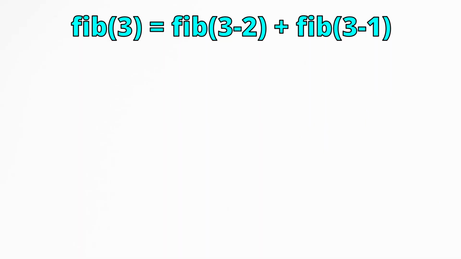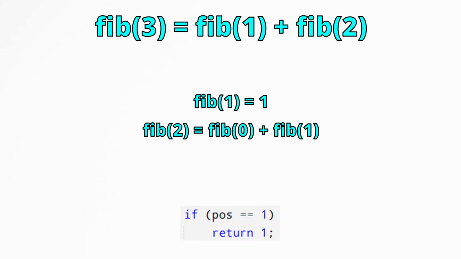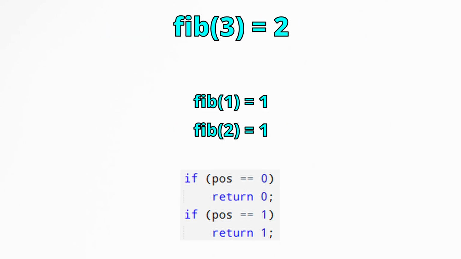It'll find that 3 isn't equal to 0 or 1, so we find Fibonacci 1 plus Fibonacci 2. Then Fibonacci 1 just equals 1, and Fibonacci 2 is equal to Fib 0 plus Fib 1, which is 0 plus 1, that's 1. 1 plus 1 equals 2. Fibonacci of 3 equals 2. So we know what Fibonacci 3 is.